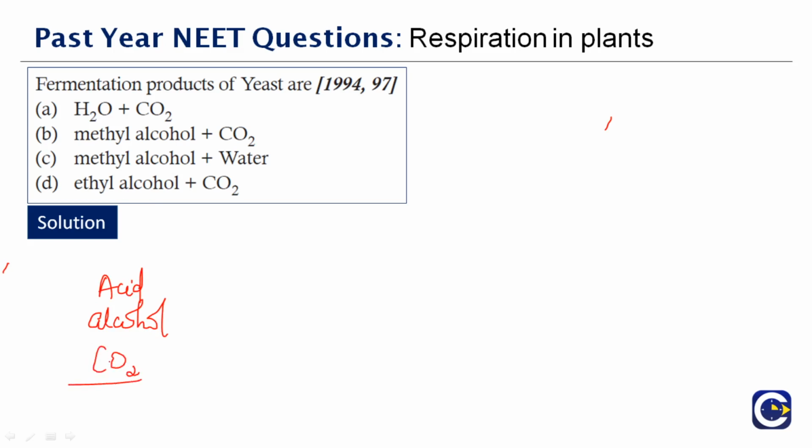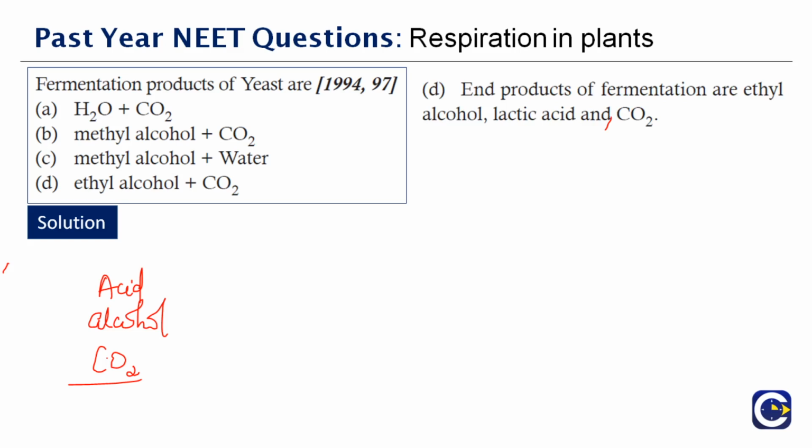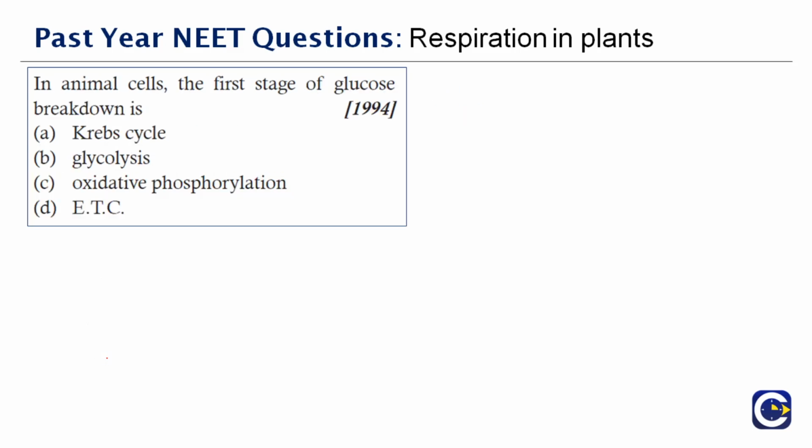You don't have any oxygen other than whatever oxygen is in that container, that oxygen will be used, but there is no other presence of oxygen. Remember that the container will be closed, right? Whenever you do fermentation, the container is closed because there is no contact with the atmosphere. Therefore there is no production of oxygen. Therefore the correct answer to this question is option D, ethyl alcohol plus carbon dioxide. Predominantly it will be ethyl alcohol. Ethyl alcohol can also be called ethanol. Next question. This question was asked in the year 1994.